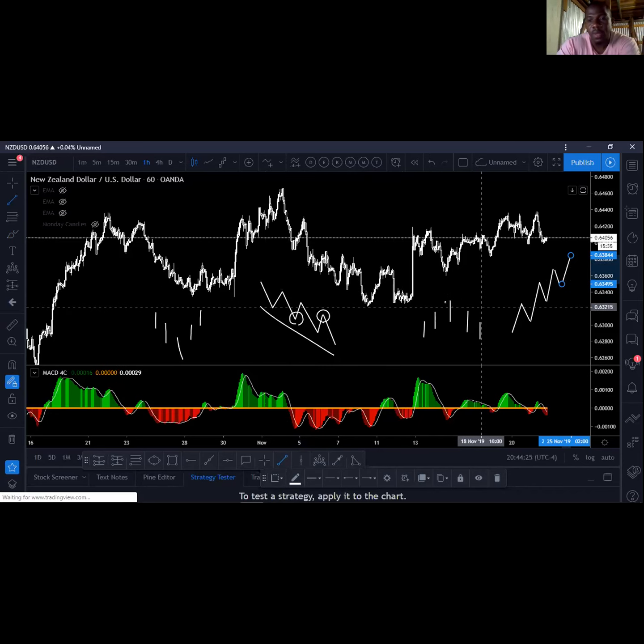These swing points are very important, especially when you want to identify your support and resistance areas, and when you're trying to draw your trend lines. You pay attention to these swing points.